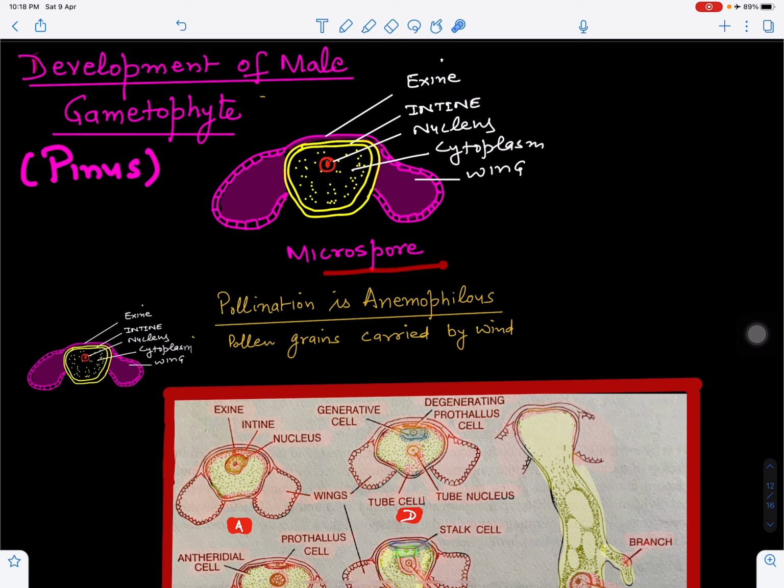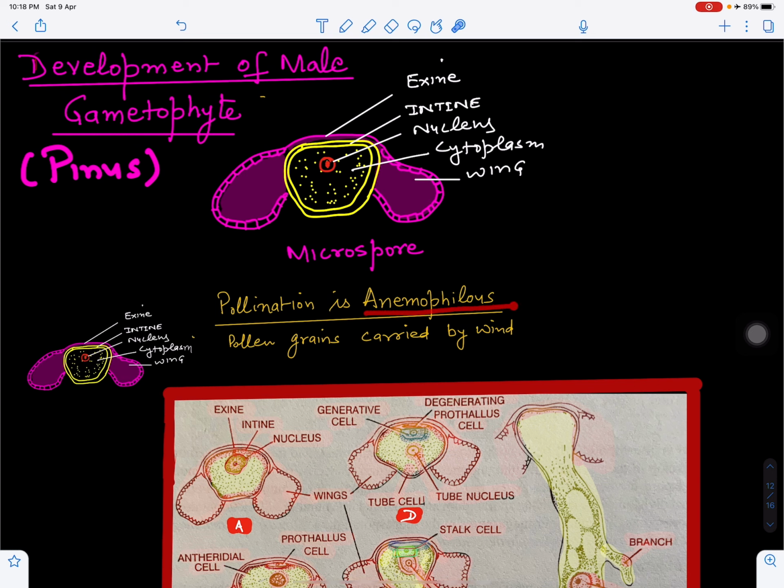Now the microspore or pollen grain in Pinus has wings, so it is a winged structure. Wings will make them light. If we see their structure, this is the outermost covering called exine. This is the inner covering called intine. This is cytoplasm. This is nucleus. Because of the wings, they become light in weight and are carried by wind from one place to another.